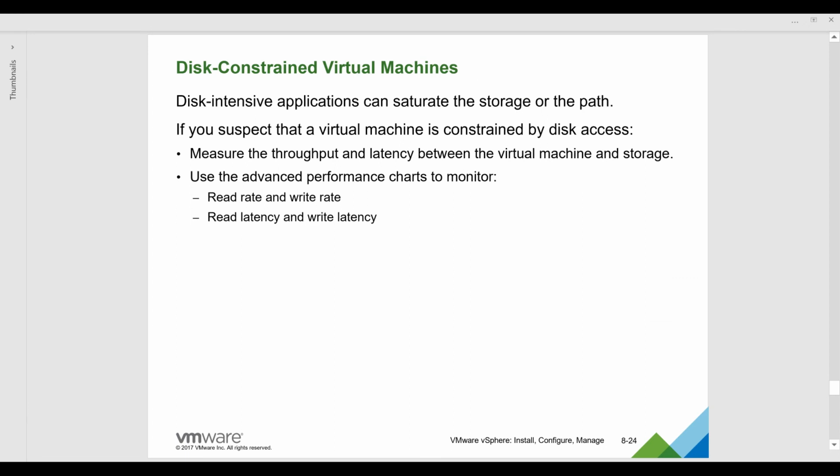Now we'll talk about disk constrained VMs, and we can have disk intensive apps that saturate the storage or the path. If you're suspicious that a VM is constrained by disk, then measure the throughput and latency between the VM and the storage. Again, you want to look at the path of what it's going through to see if it has enough bandwidth. You can use advanced performance charts to monitor the read rate and write rate, the read latency and the write latency.